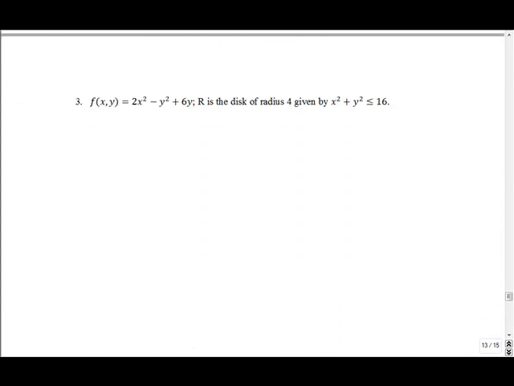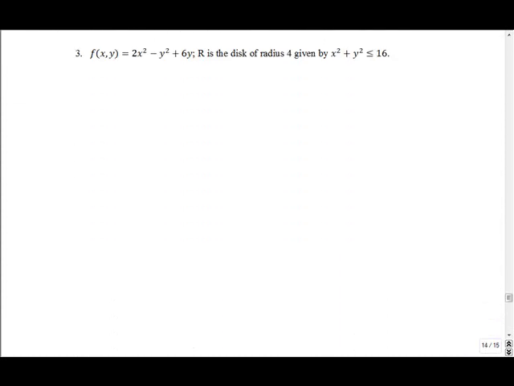Number 3. f of x, y is 2x squared minus y squared plus 6y. And what is the region? A disk, radius 4. So let's draw it. Negative 4 and 4. It's a circle. Now, this has no endpoints. How do we handle that? But there's a boundary. Okay? So let's try this out.